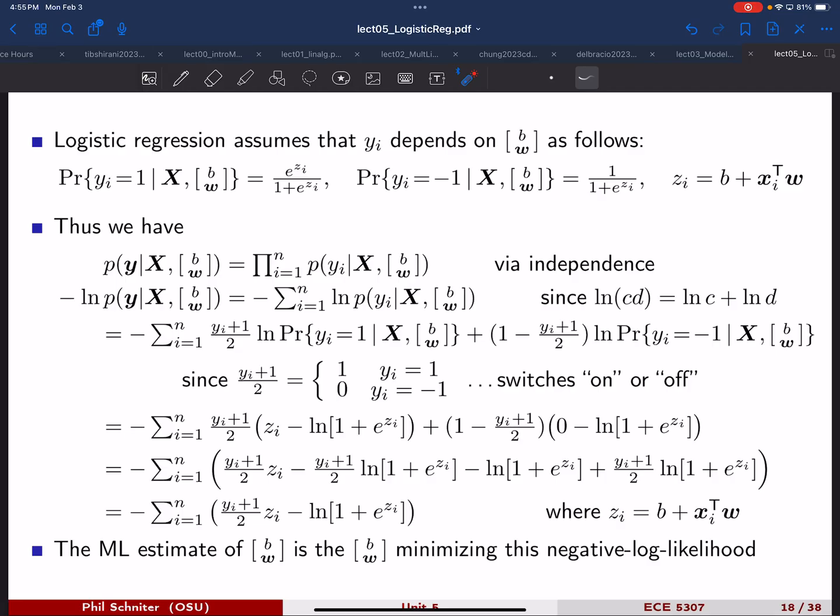Okay, so the next thing is we want to take the negative log of this. So remember, if we have a product of things, if you take the log of AB, this is equal to the log of A plus log of B. So when you have a product of n different things, you get a sum of n different logs. So that's where this product turns into a sum. Here we have the logs, here we have the minus.